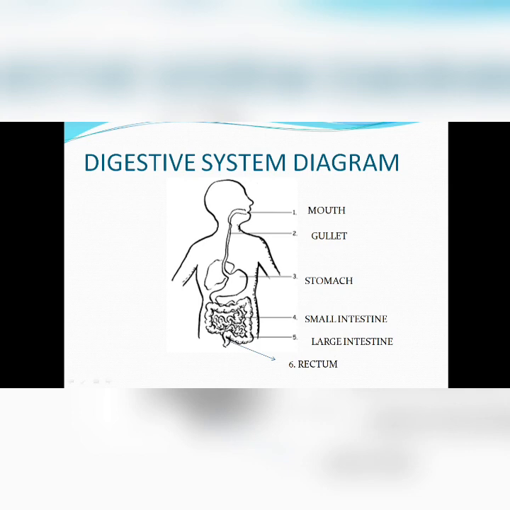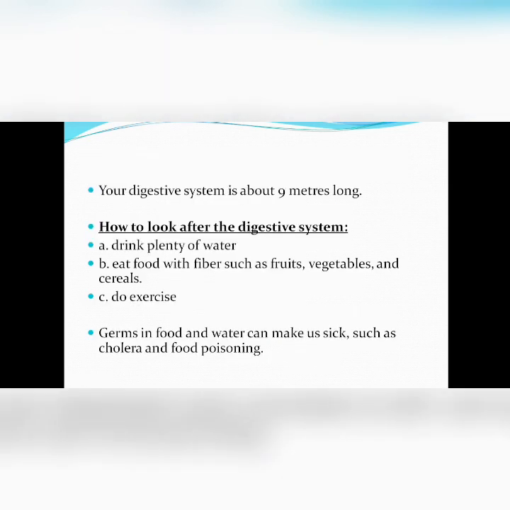So we can see the diagram here. Your food goes into the mouth, and then the gullet, and then it moves to the stomach, and then to the small intestine, and it goes to the large intestine, and it will be stored in the rectum, and when you go to the toilet it will go out through the anus.